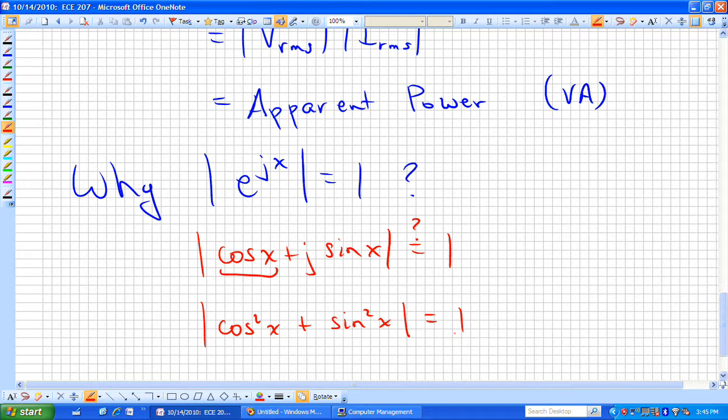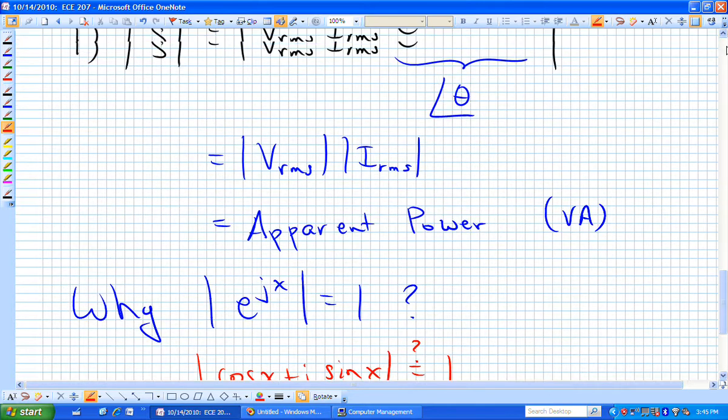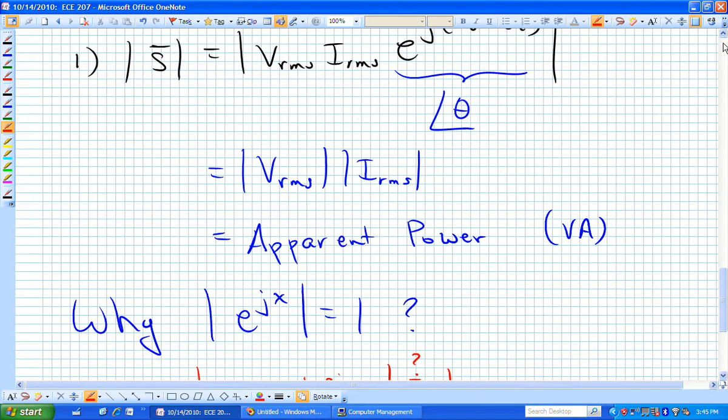Okay. All right, cosine squared plus sine squared is 1. E to the jx is cosine x plus j sine x, and now I hope that I've convinced you that that has a magnitude of 1. Meaning, if we want the magnitude of our complex power, that's the magnitude of this number, S, or vector S, and that's just the apparent power. We'll call that the apparent power.